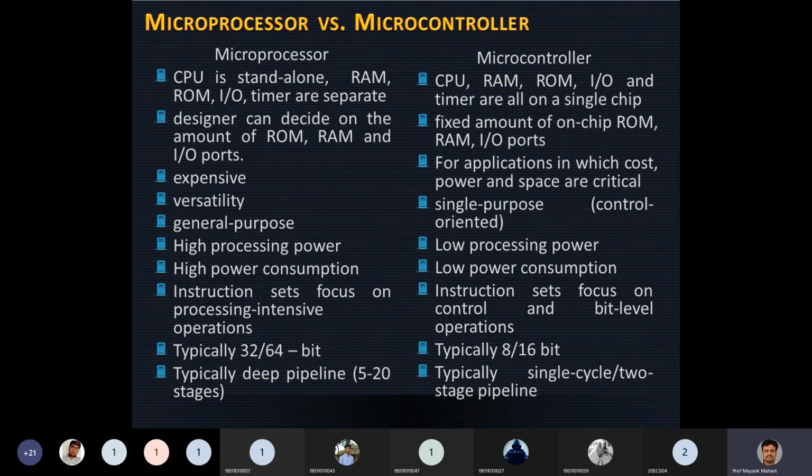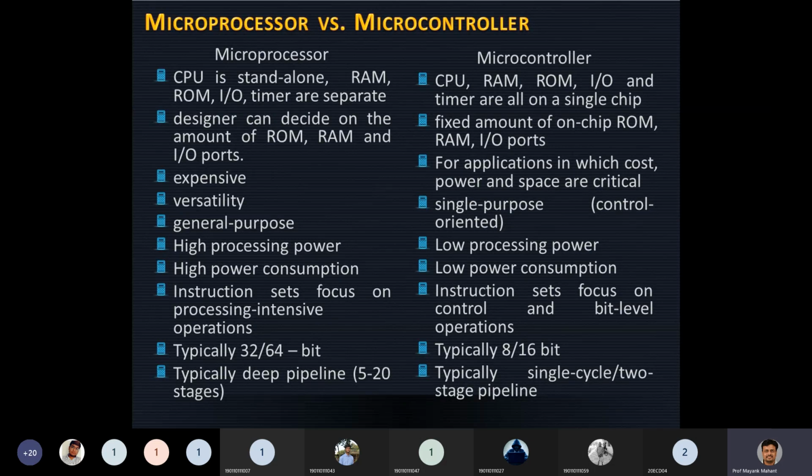Now if I talk about the instructions, the instruction set of a microprocessor focuses on processing intensive operations. You will find a healthy instruction set which focuses upon the processing of data. But in a microcontroller, the instruction set focuses upon control and bit level operations. Bit level means generally dedicated registers are for dedicated IO ports, and if I want to control a particular IO port, then a particular bit will be helpful for controlling that IO. So bit level operations are generally focused upon in microcontrollers.